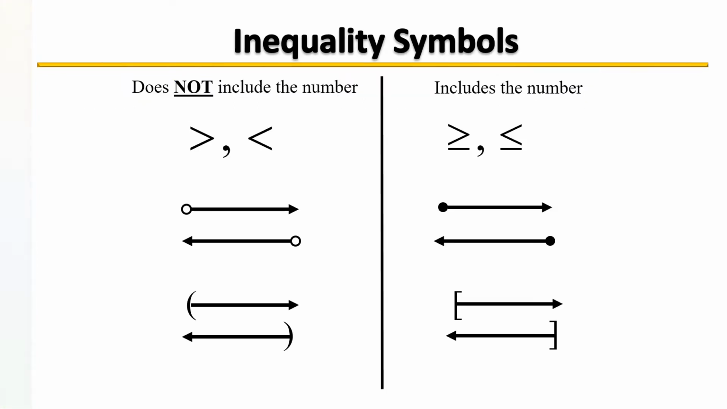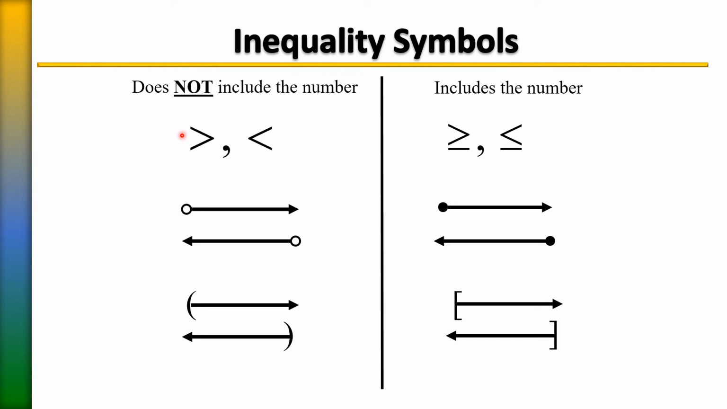So again, if you have the greater than or less than symbols by themselves with no line underneath, if you're going to graph, it means you will graph with open circles, or another method is you will use parentheses to indicate that it does not include the number. The other inequality symbols are greater than or equal to and less than or equal to. And you know the difference is that it has that equal line underneath. In those instances, that means it does include the numbers.